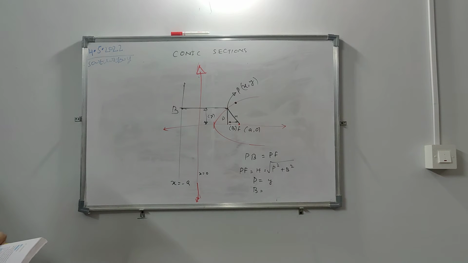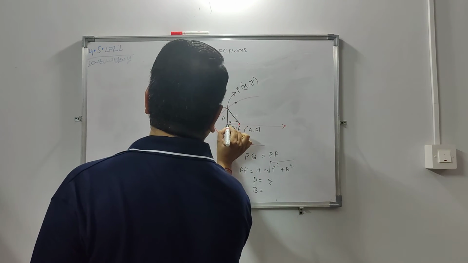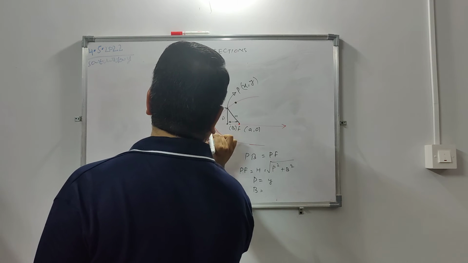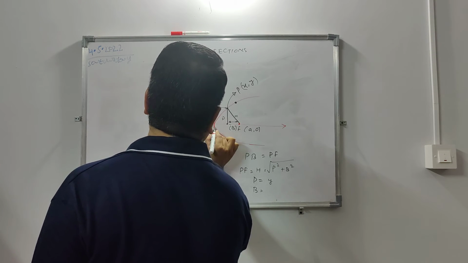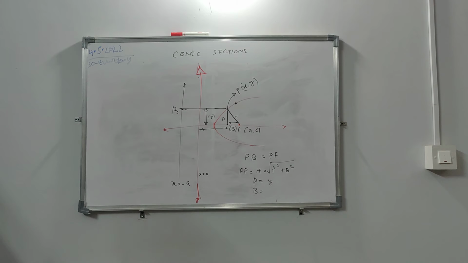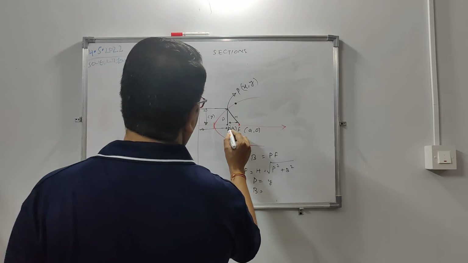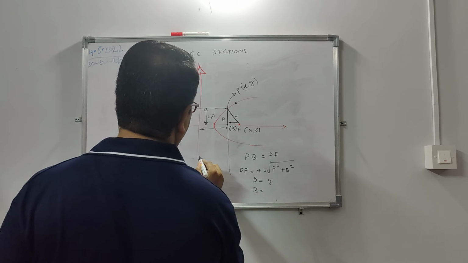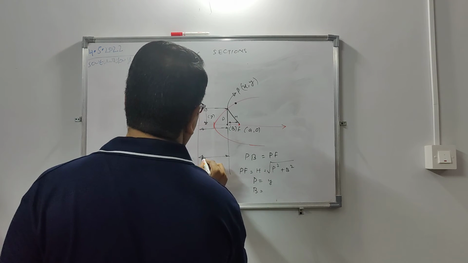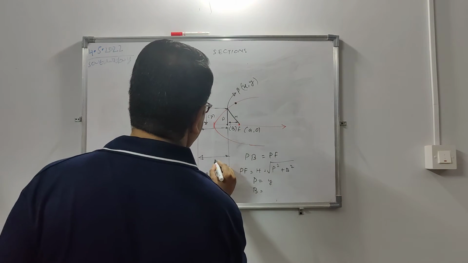So B is your x minus a. So what is your x coordinate? Your x coordinate is from here to here, from origin to that point. And then the a coordinate is that much. B will be x minus a. So a is from vertex to F point. From origin to this is nothing but my x.